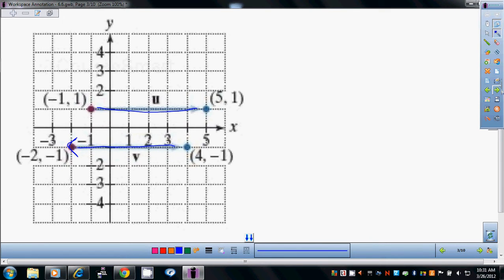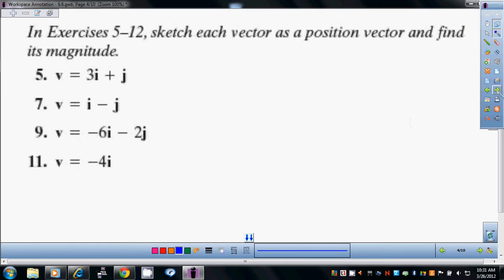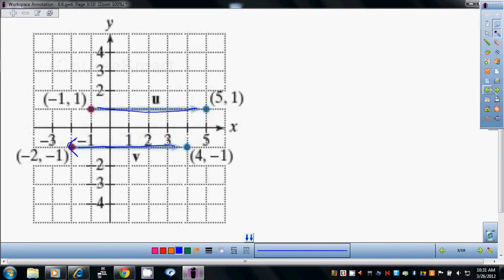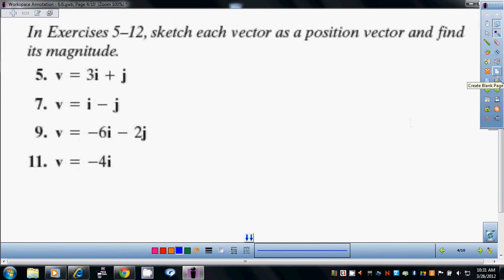Marching along. All right, an exercise. Vectors are written down as a sum of unit vectors. What does that mean? Well, I'll show you. Let's look at number 5. 3i plus j. If you were to graph 3i plus j, here's what it would look like. Do I have graph paper saved? I don't think so. Well, I'll just draw it like this. If you were to graph 3i plus j starting at your initial point, here's what it would look like.